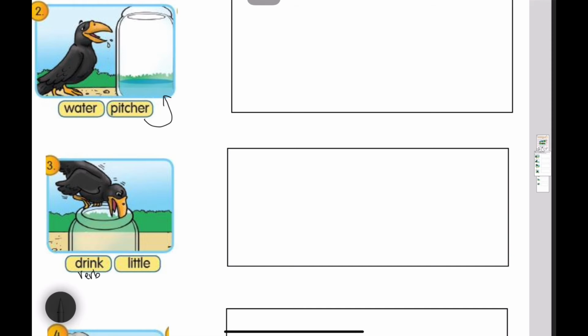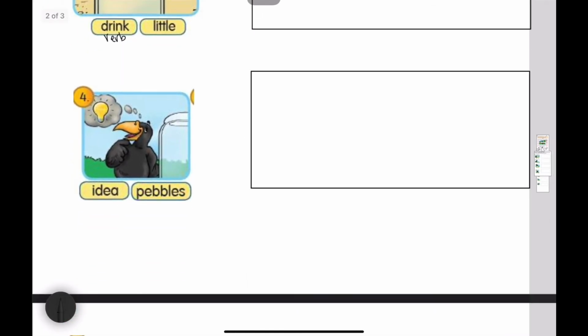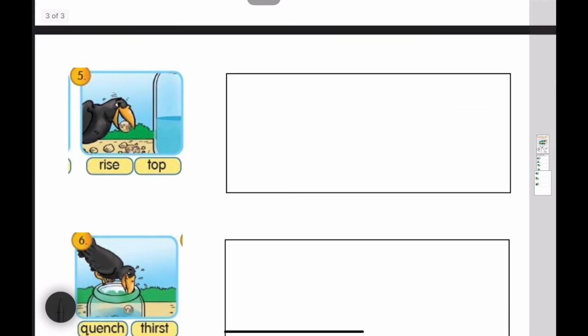What is little? Okay, some of these words are very easy for you to know. What is idea? What is pebbles? I really hope you find the meaning of the pebbles. And then here we have rise and top. What does it mean by rise? What is rising? Is it a noun, or is it an adjective, or is it a verb?